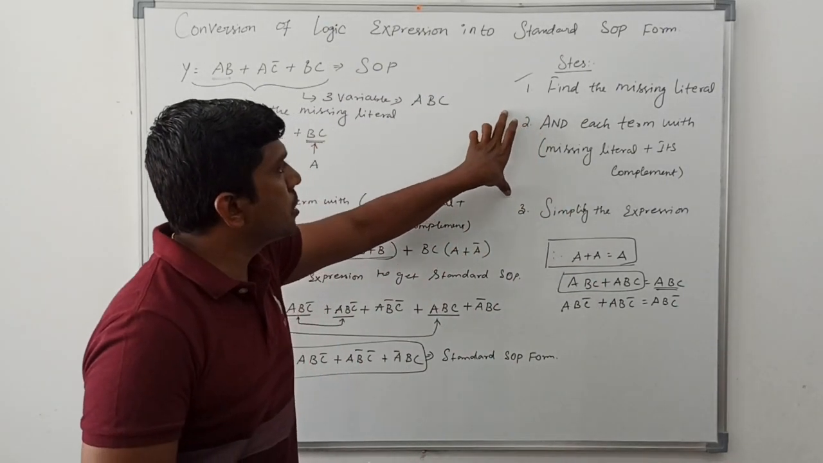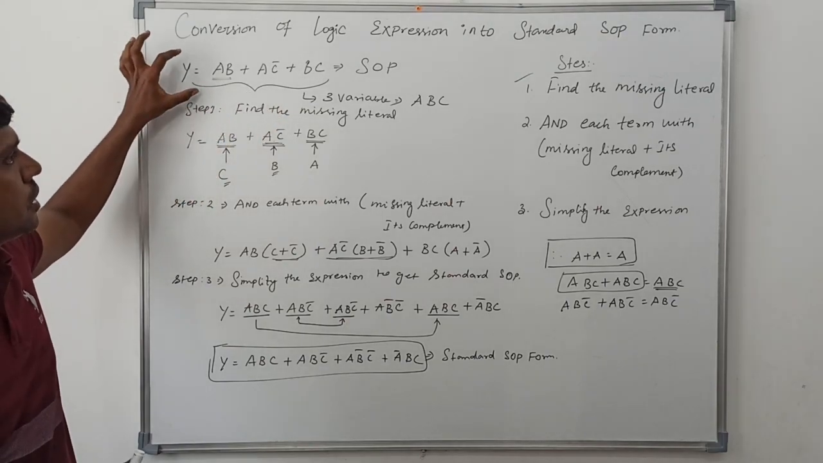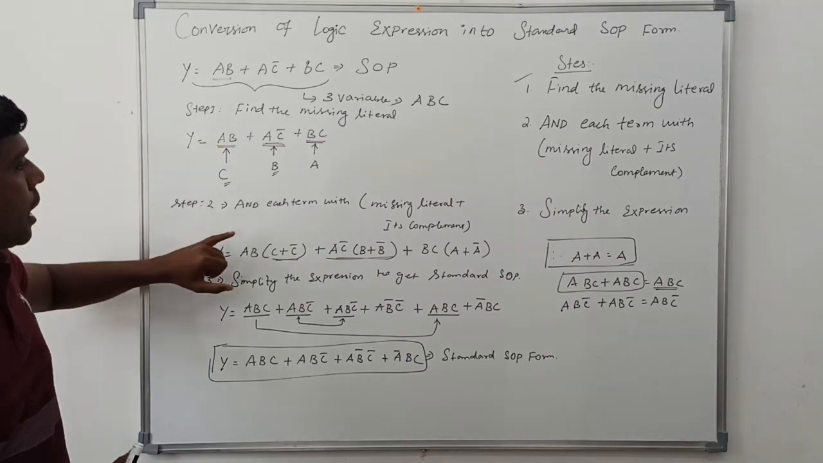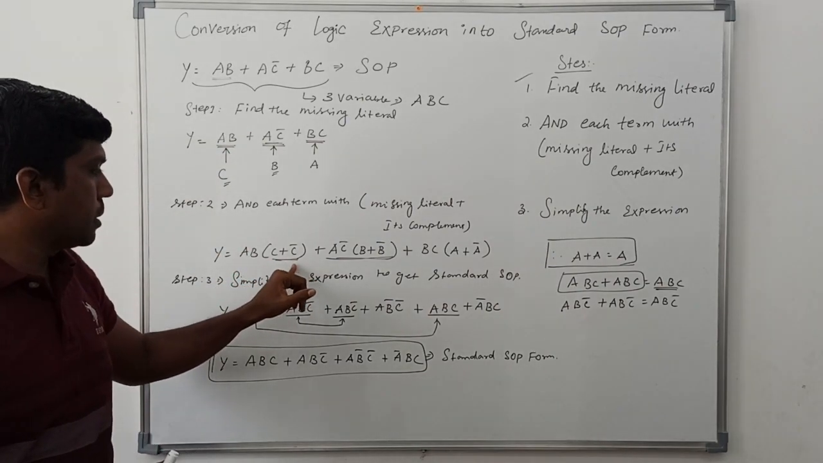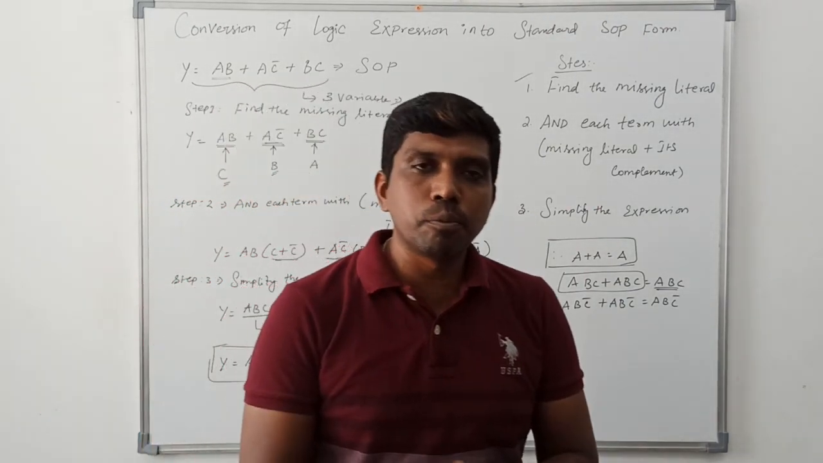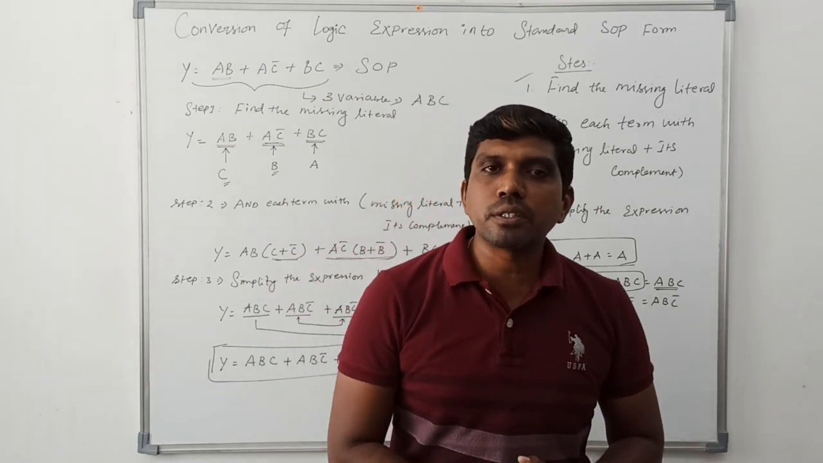These three steps are very important. The first step: find the missing literal in the given Boolean expression. The second step: AND each term with the missing literal and its complement. The third step: simplify the Boolean expression. You just recall all the Boolean rules and Boolean laws for simplification purposes. I hope you understand the concept very well.